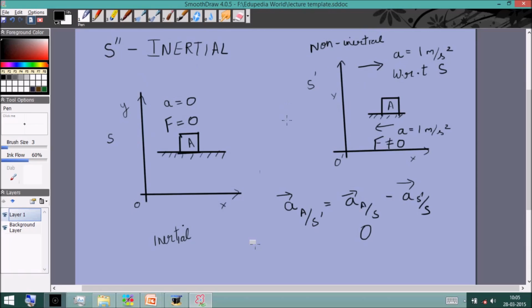Right? Now a thing to keep in mind is I'm talking about acceleration. An inertial frame is defined by acceleration. So if S dash is inertial, then S is inertial because it has acceleration 0 with respect to S dash.